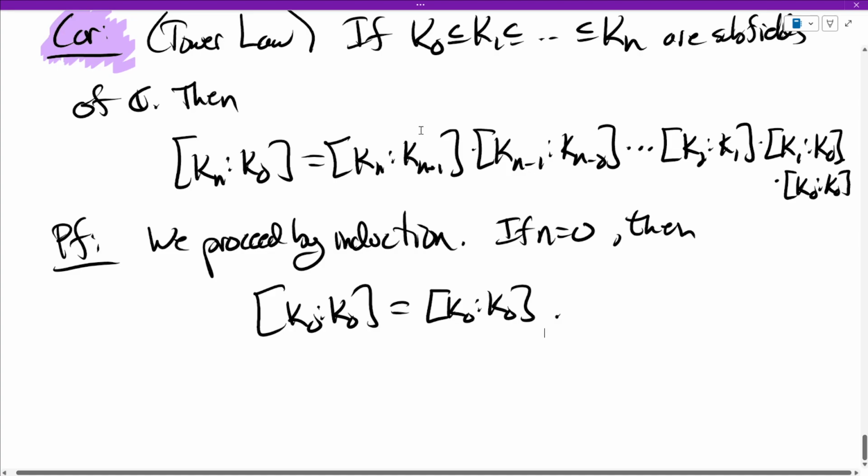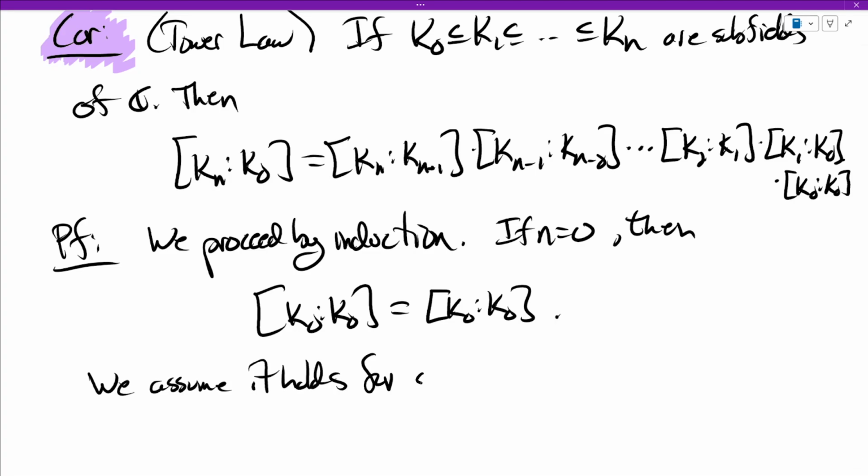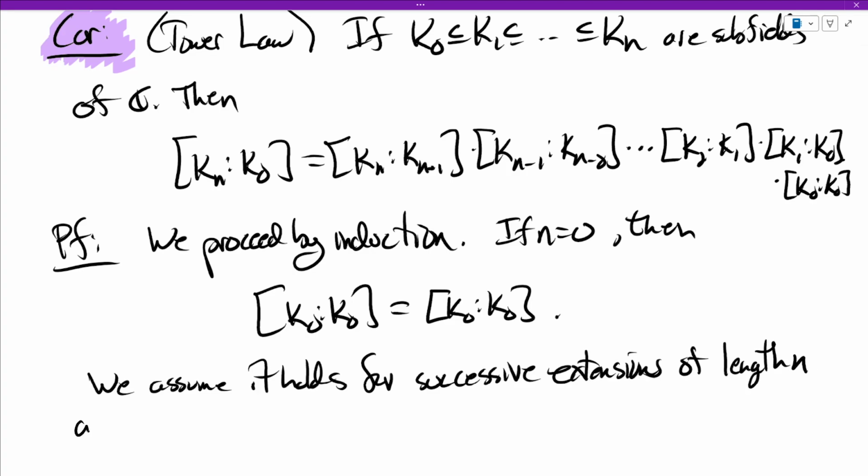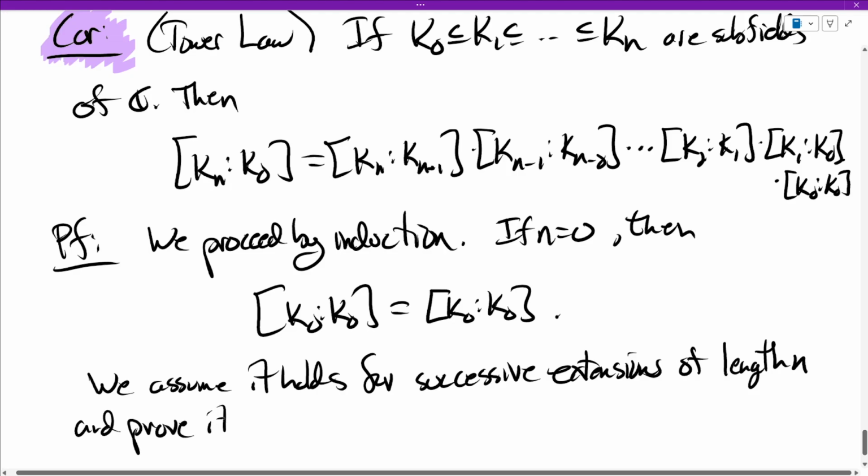Great. If you don't like n equals 0, you can do the same thing with n equals 1. This, for n equals 1, would say the degree of k1 over k0 is the degree of k1 over k0. Okay. All right, so that's the base step. For the inductive step, we are going to assume it holds for successive extensions of length n and prove it for length n plus 1.